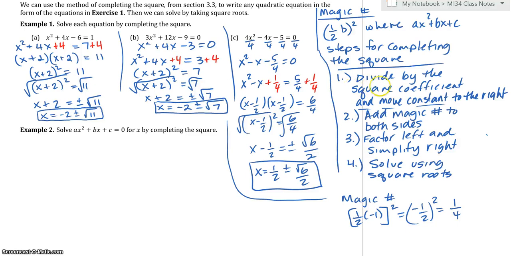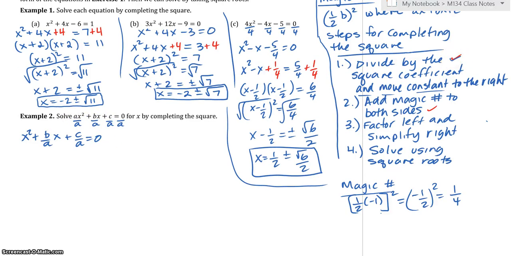But what we're going to do is divide by the squared coefficient. So I'm going to divide everything by that A. So I did that and move the constant to the right side. I'll leave a little space so we can add the magic number to both sides. So what is the magic number? It's 1/2 the B, which in this case is B over A, and we square it. So it's going to turn out to be B squared, 2 squared is 4, and then A squared. So that's what I'm going to add to both sides.